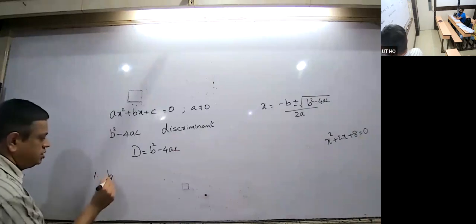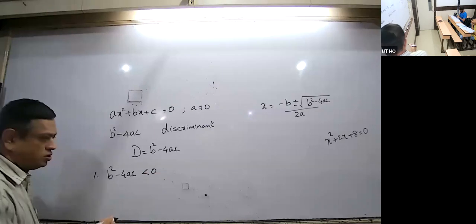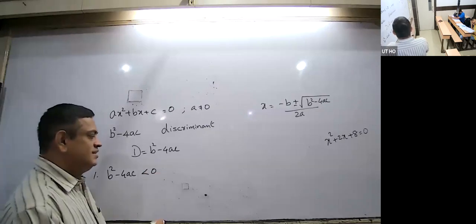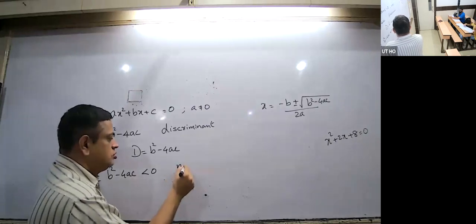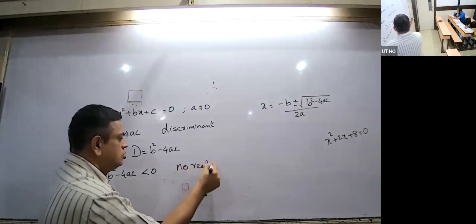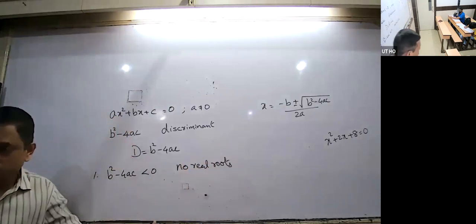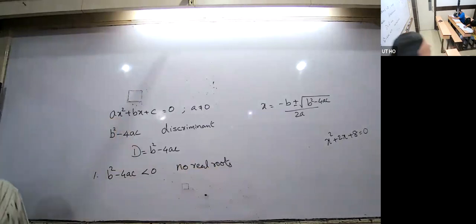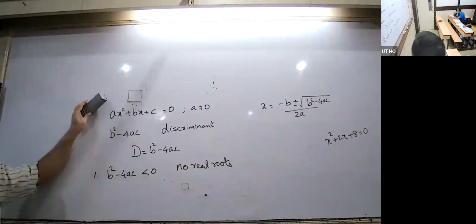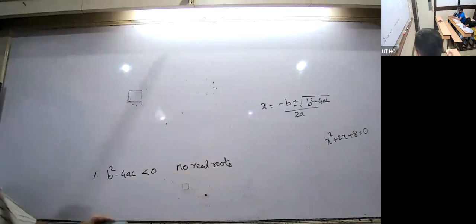So, one situation at a time. If b square minus 4ac is less than 0, then there are no real roots, or no solution for the same thing. That we will study later next year, imaginary roots. Okay. No real roots or no solution, not virtual. Understood.